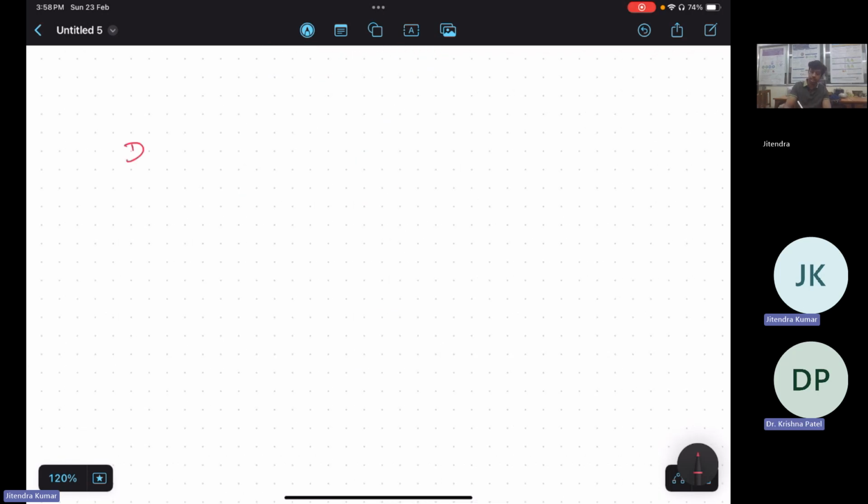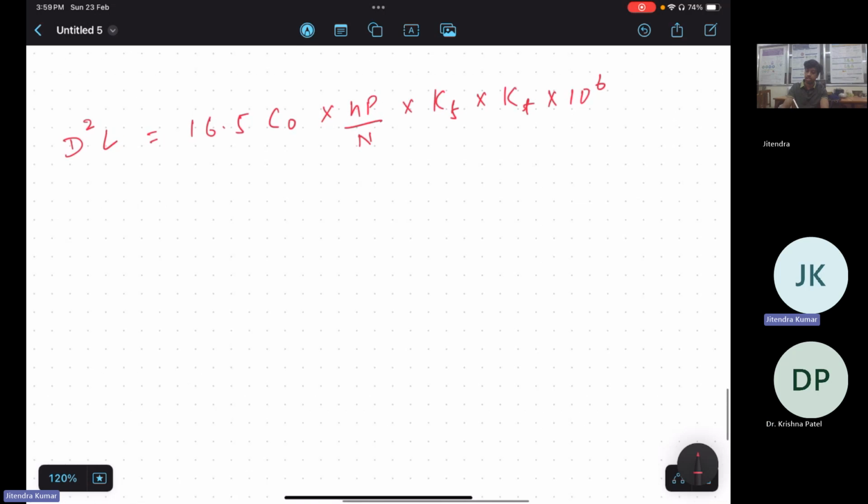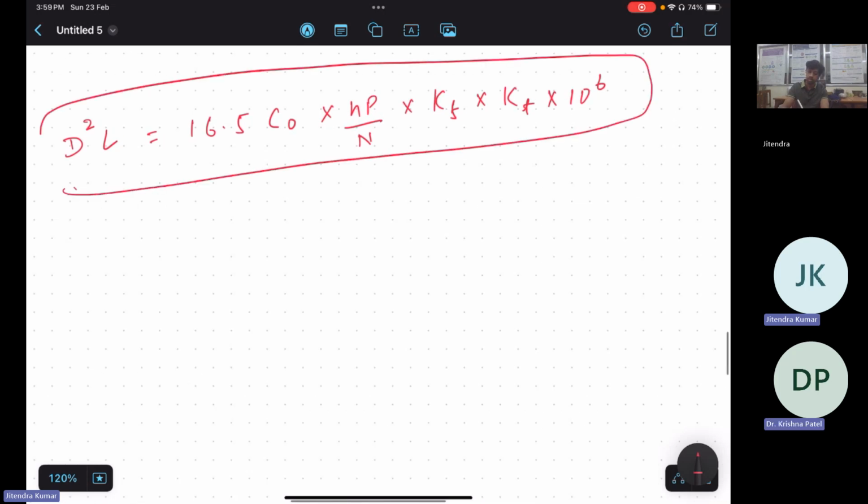So d square L will be nothing but, one equation is derived there, which is nothing but 16.5 C naught into horsepower divided by N into Kf frequency factor into Kt type factor into 10 to the power 6. Have you seen this expression? Maybe, sir, but I have not referred to this equation. Okay, no problem.